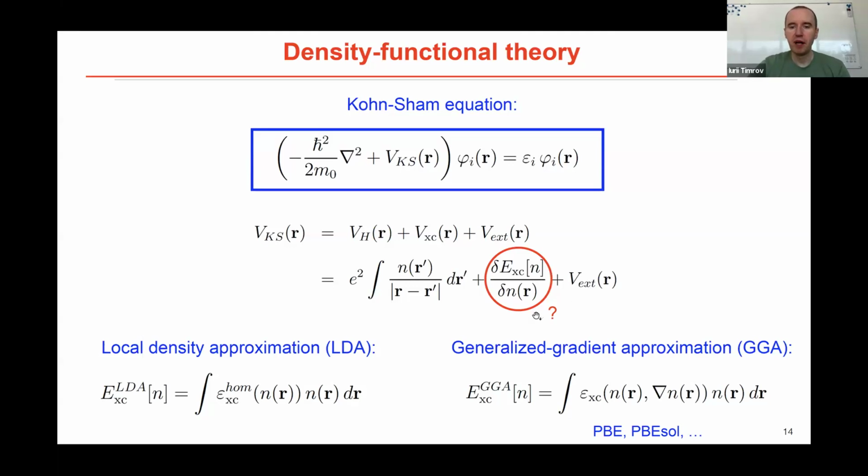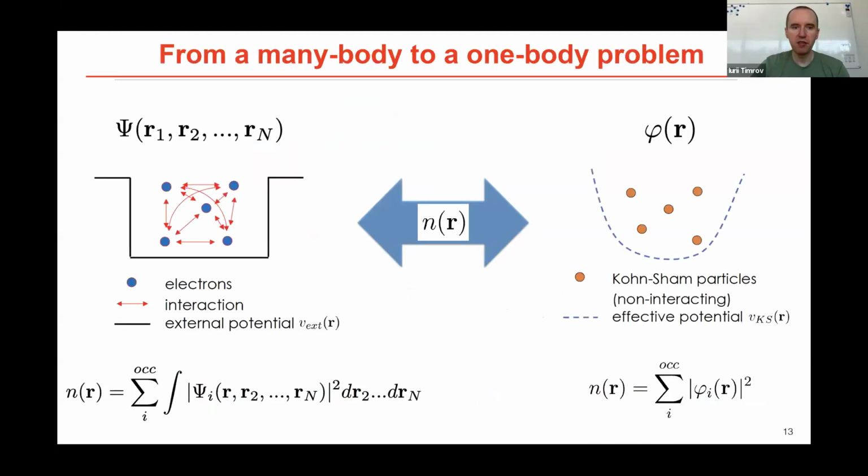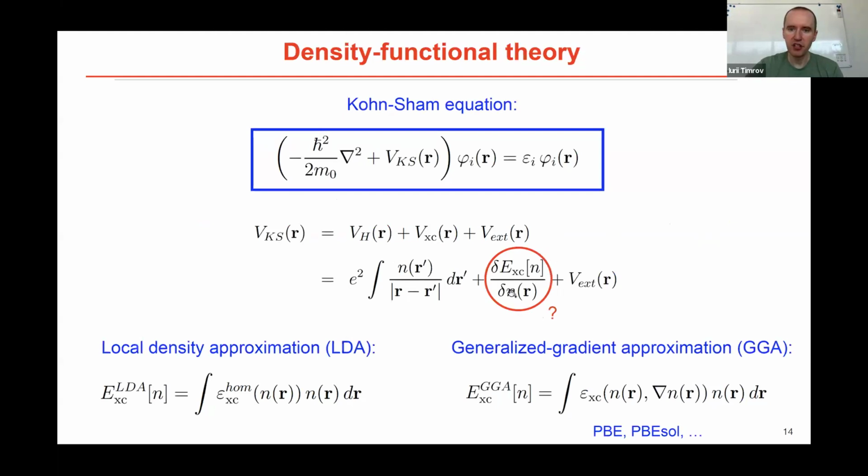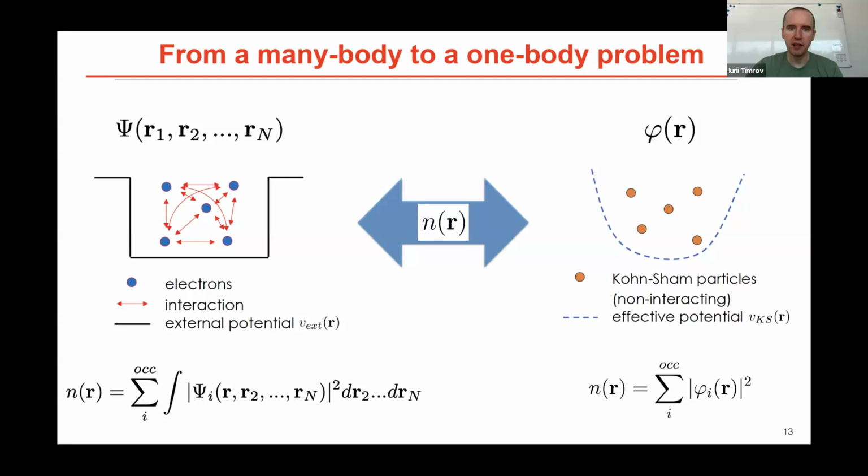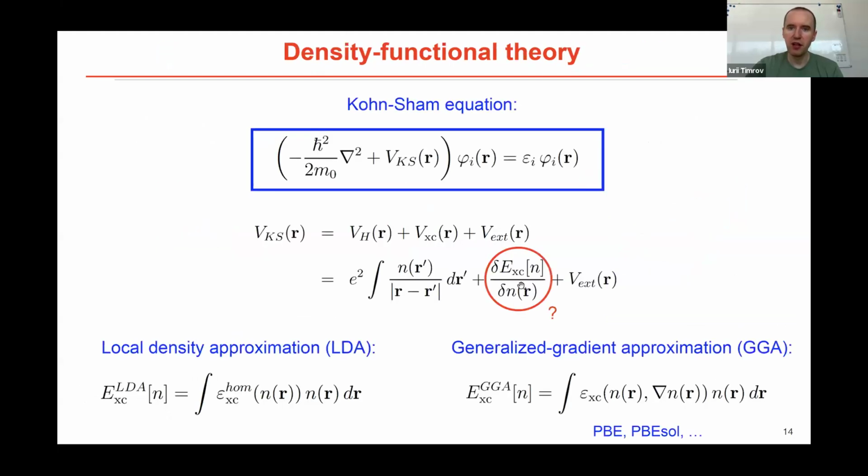However, they said, yes, you can replace this complicated problem by a simple problem. So basically, all these complicated effects of many-body electronic interactions are somehow compressed into this one object, which is the exchange correlation functional. So somehow we cannot have a free lunch. The problem is still there. We just compressed it into the exchange correlation functional. So what is the exchange correlation functional?